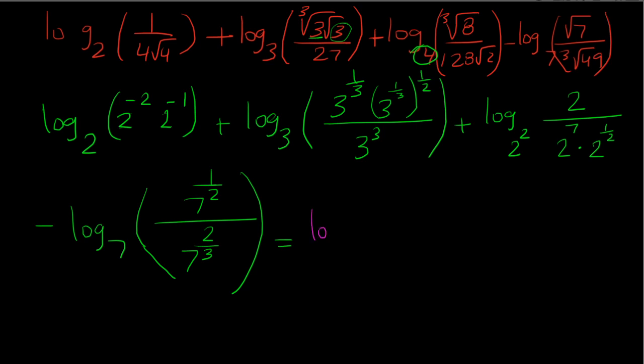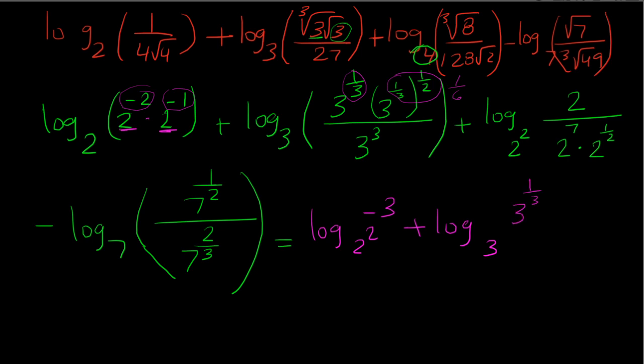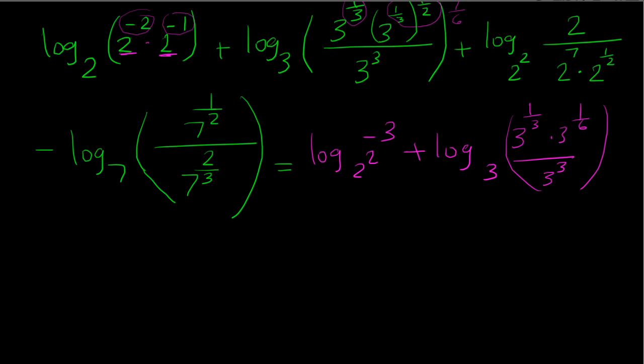Okay, so I have log base 2. So here we have the same base. We're going to add the 2 exponents. So it'll be 2 to the negative 3rd plus log base 3. I have 1/3 and then 1/3 times 1/2. So, well, first 1/3 times 1/2 is 1/6. So it'll be 3 to 1/3 times 3 to 1/6 over 3 cubed plus log base 2 squared.